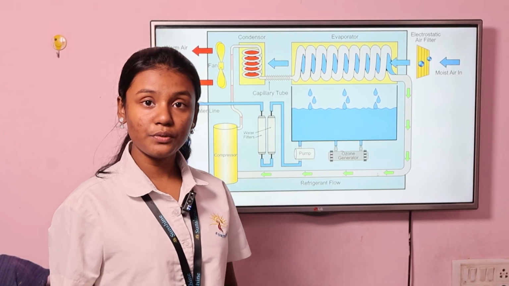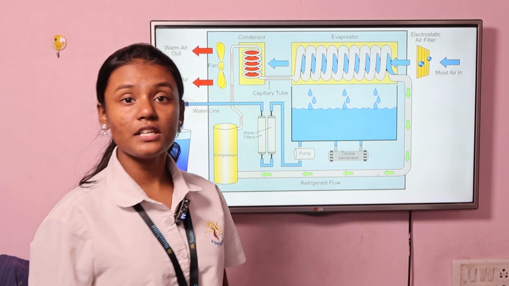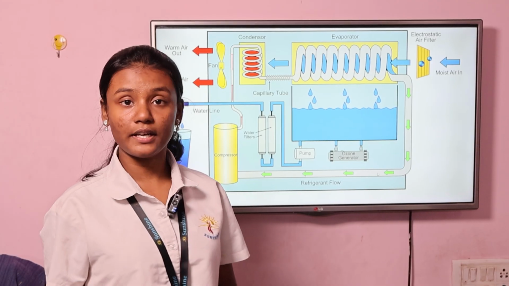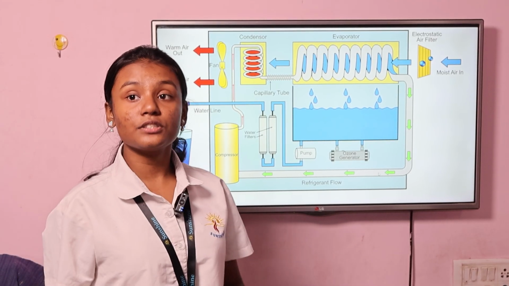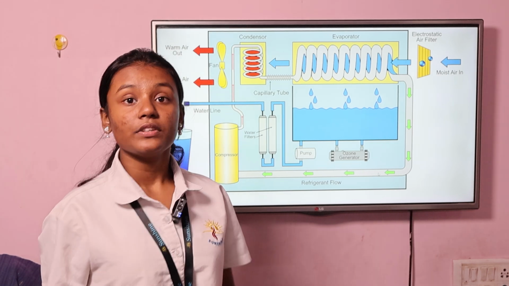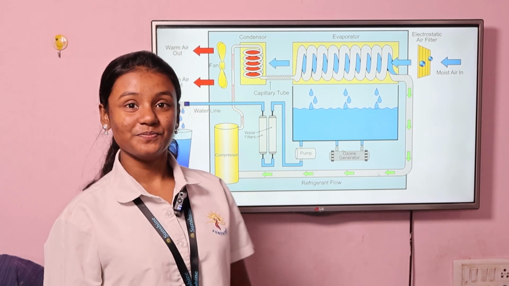The cost of the UV filtration system varies from 17,000 to 2 lakh rupees based on its size and steps of filtration. Its durability ranges from 9 months to 1 year. Thank you.